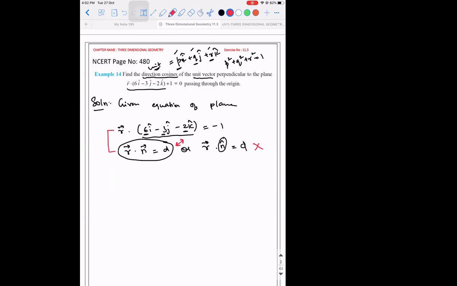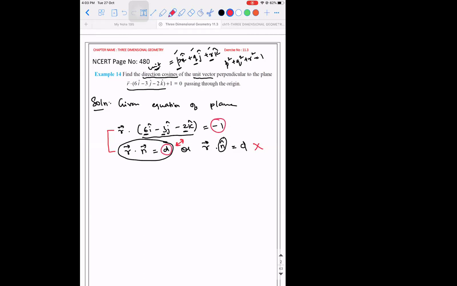Okay. So if I compare, one mistake will come. Can someone tell me what mistake will happen when I directly start comparing both? Small d is not 1, it is minus 1. Why? What you told is right, but your reason is wrong. D represents what? It is a distance. Distance can't be negative.